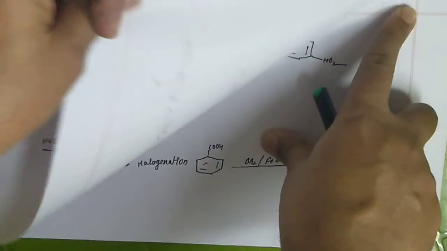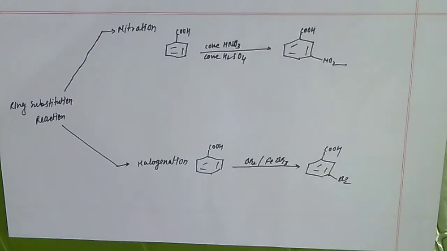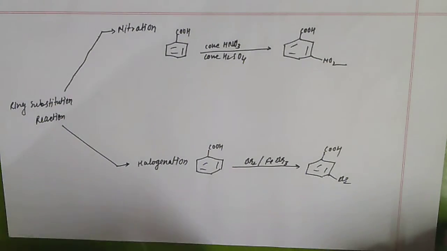Now let us move to the next property, ring substitution reaction. Carboxylic acid gives two types of reactions here. The first is nitration. As we know, the carboxylic group is a meta directing group, so if you take the nitrating reagent, it will give meta nitrobenzoic acid. And if you do halogenation with bromine in the presence of FeBr3 catalyst, it will give meta bromobenzoic acid.